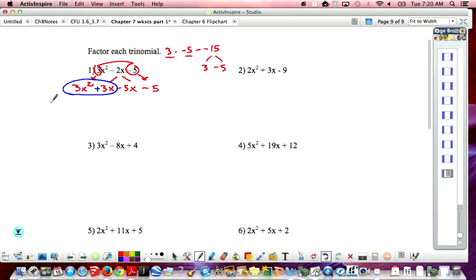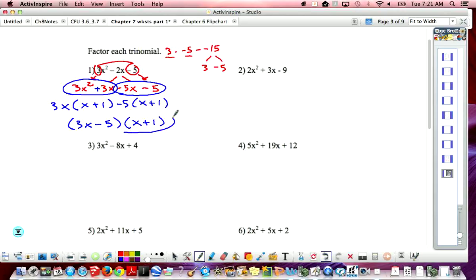So what do these 2 terms have in common? They have a 3x. So now I'm left with x plus 1. These 2 have a minus 5 in common. X plus 1, because I took out the minus 5. Notice how the terms are alike. So now I have 3x minus 5 sets of x plus 1s. Same process on all of these.